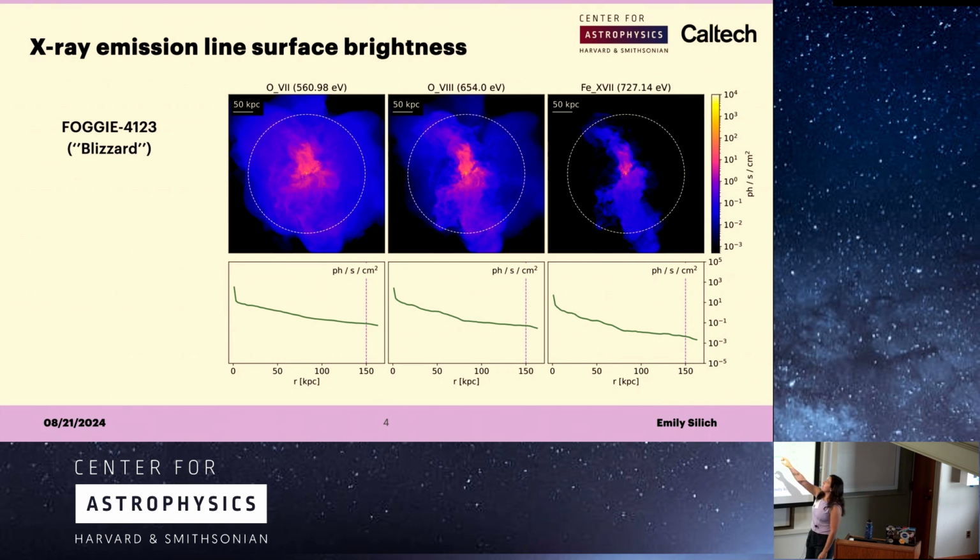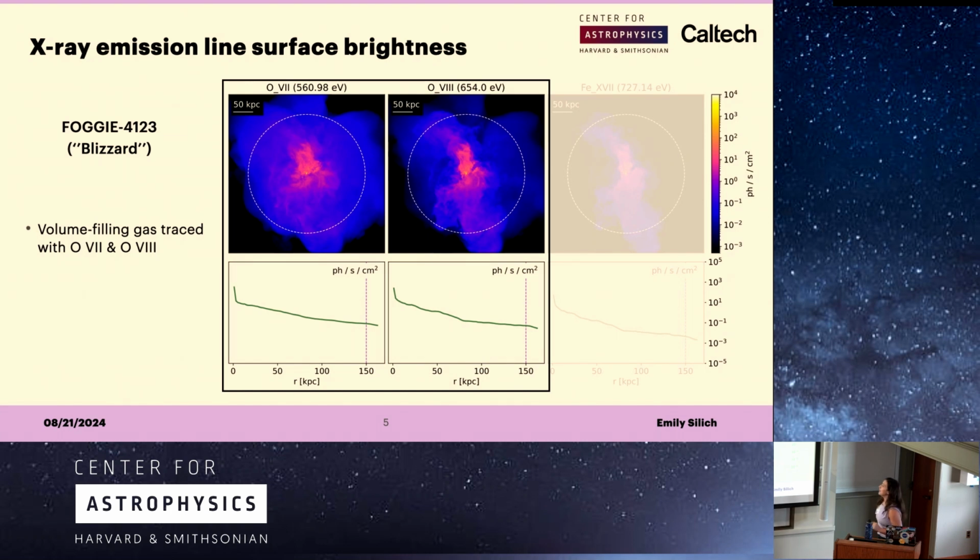So these lines are O VII, O VIII, and Fe XVII. I've listed their energies there. And these are lines that are fairly bright in Milky Way mass halos. And at z of 0.01, they're shifted very nicely away from the Milky Way foreground emission lines. And on bottom, I'm just showing the radial profiles for each of the corresponding maps.